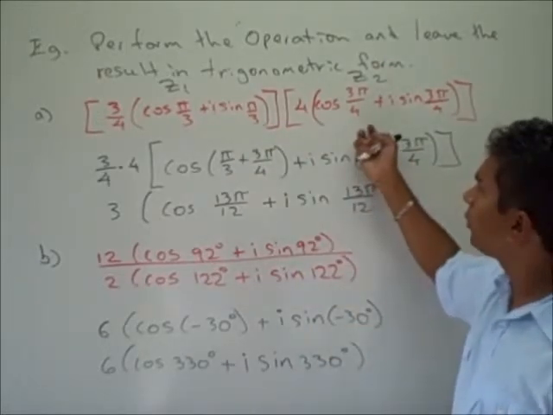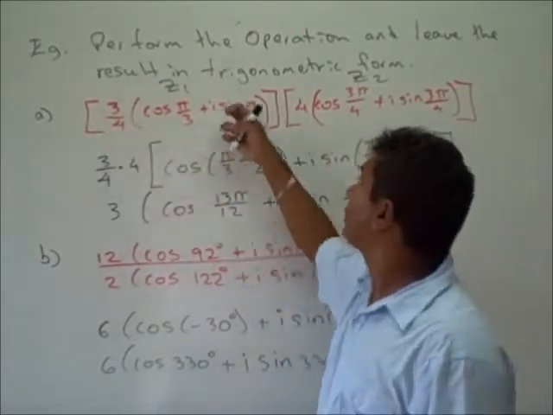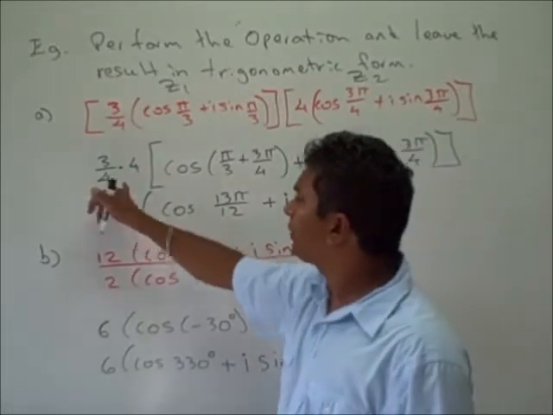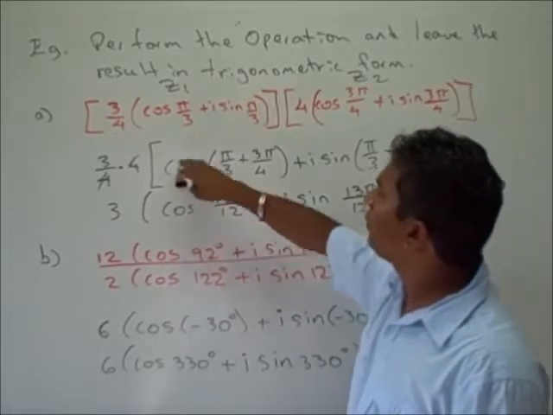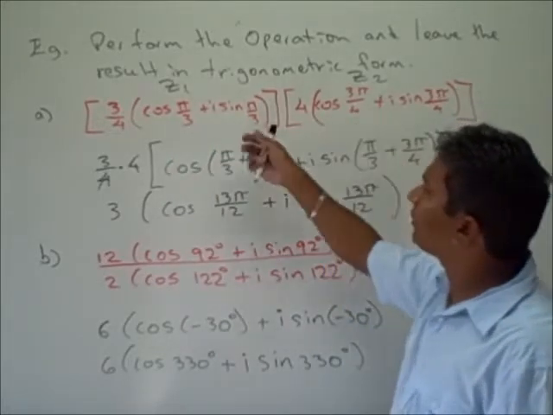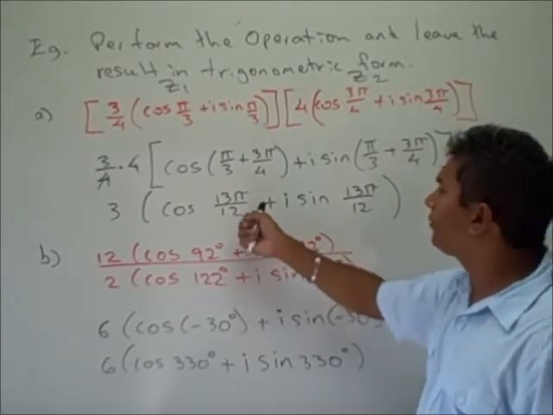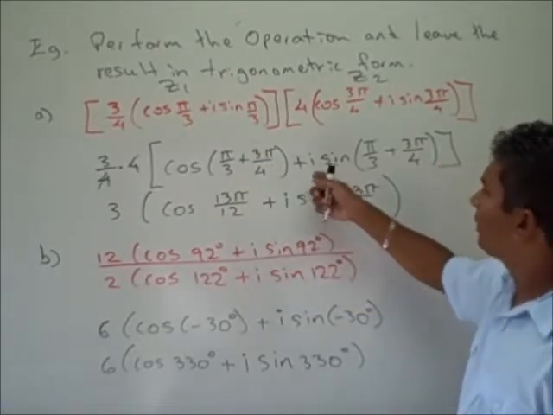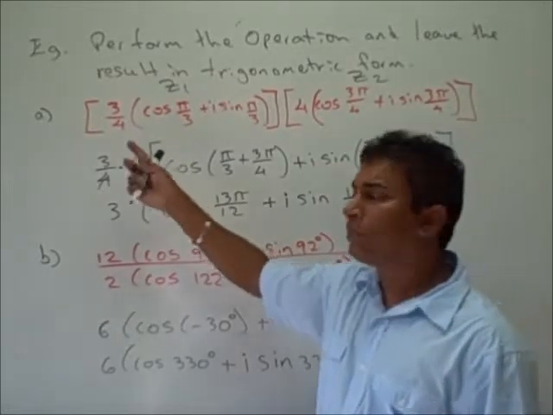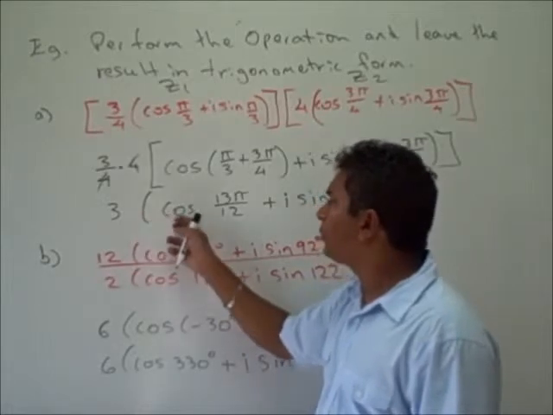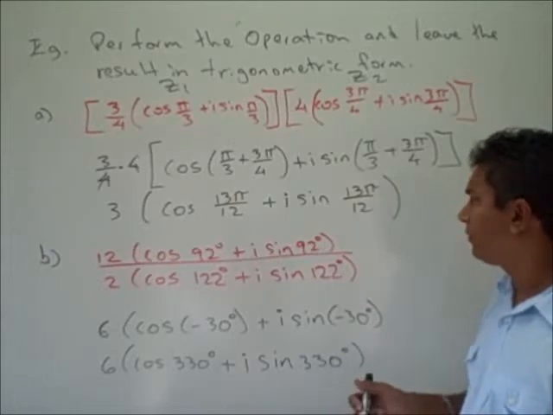From our formula for a complex number, we multiply r1 times r2. So this is 3/4 times 4, which will simplify to give us 3. And then it's a cosine of theta 1 plus theta 2, so it becomes the cosine of pi by 3 plus 3 pi by 4, which gives us 13 pi by 12. So same thing for sine, pi by 3 plus 3 pi by 4. So our final answer for this product is 3 times the cosine of 13 pi by 12 plus I sine of 13 pi by 12.